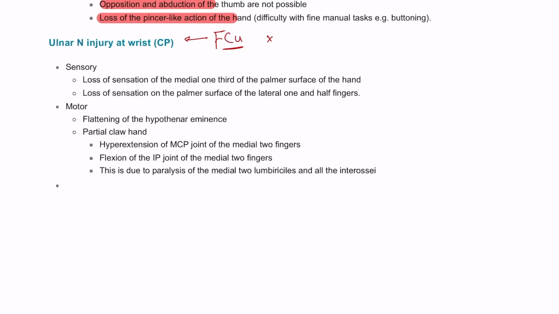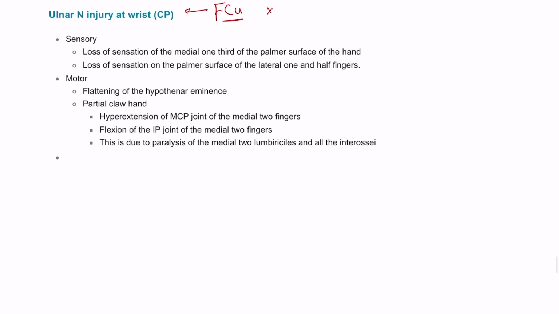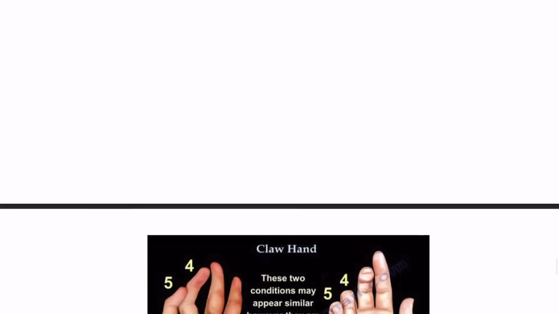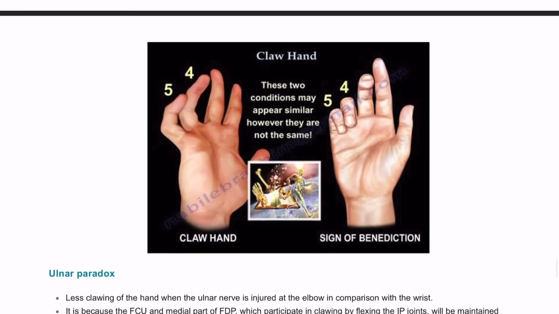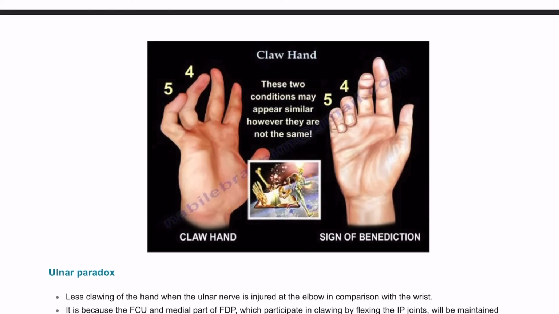And you will have something called partial claw hand, and that means hyperextension of the metacarpophalangeal joint and flexion of the interphalangeal joint of the medial two fingers, and this is due to paralysis of the lumbricals and the interossei. So this is claw hand, if you look here, and this is the sign of benediction. Benediction means flexion here is working, but flexion here is not working. But claw hand is hyperextension and also flexion of the interphalangeal joint.